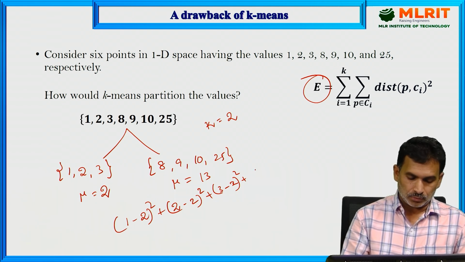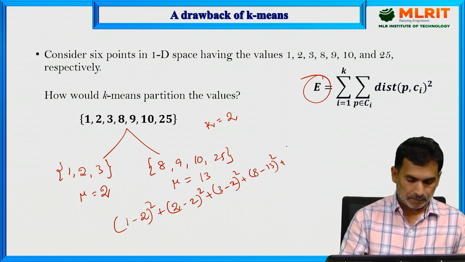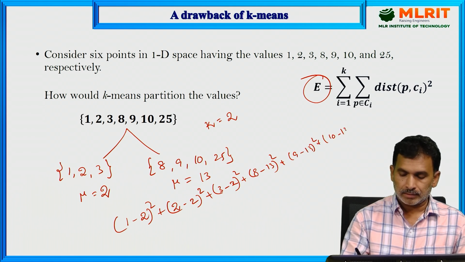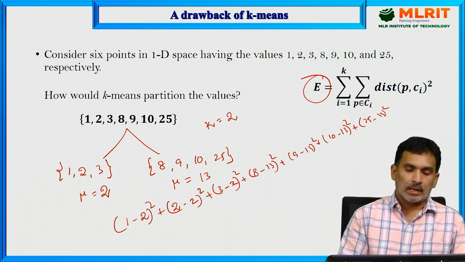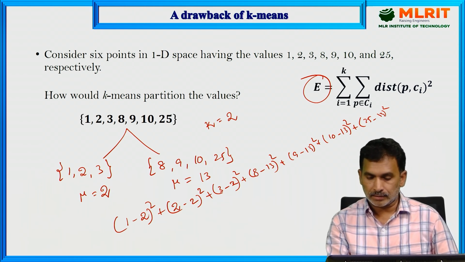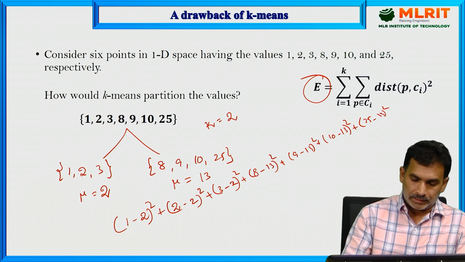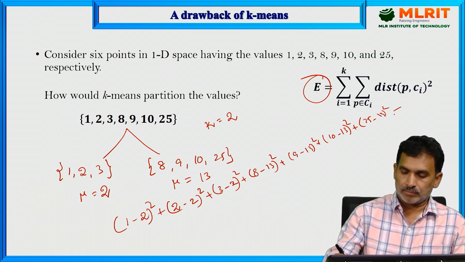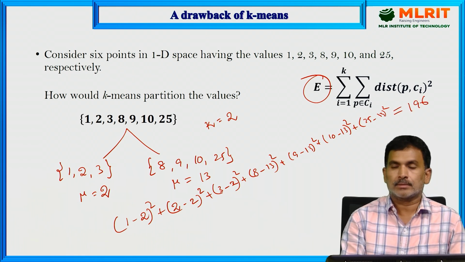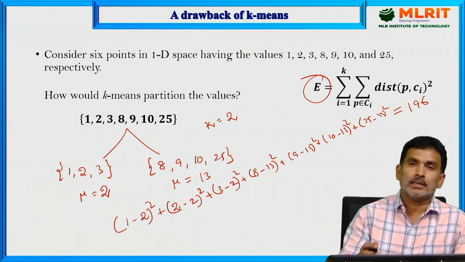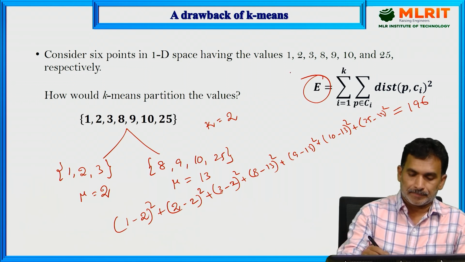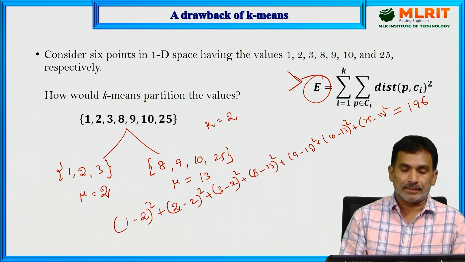So here we have to use this mean 13. So (8 minus 13) whole square plus (9 minus 13) whole square plus (10 minus 13) whole square plus (25 minus 13) whole square. And if you simplify this equation, then we would get the value like 196. So I would write here 196, the error value, because our objective here is to minimize this error. We have to minimize this error.